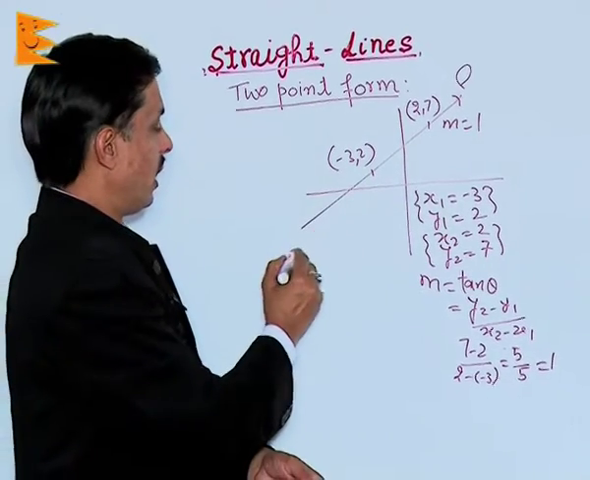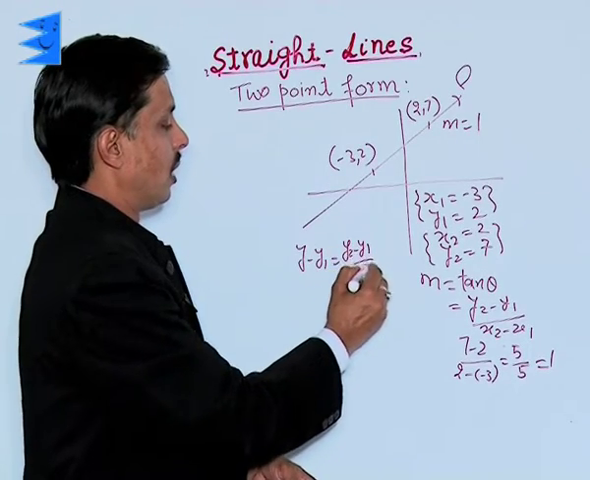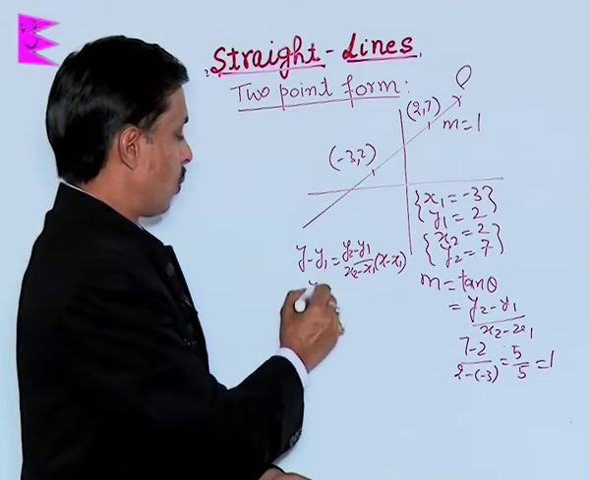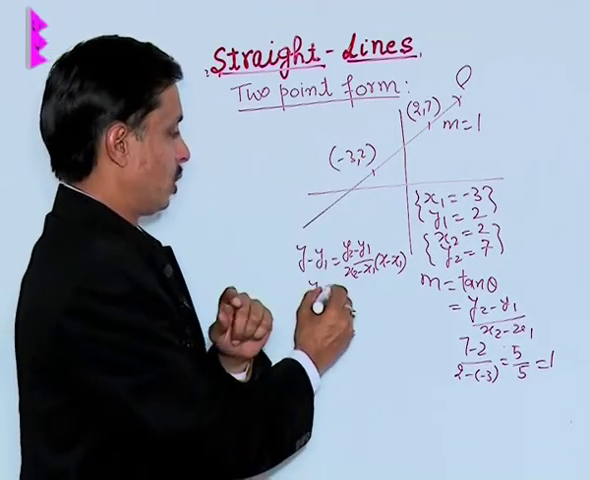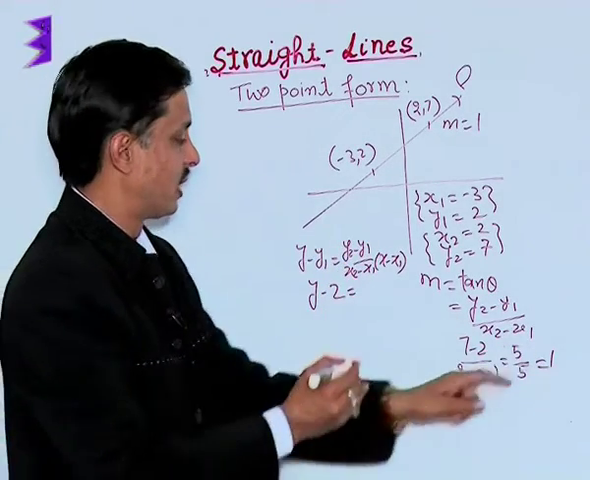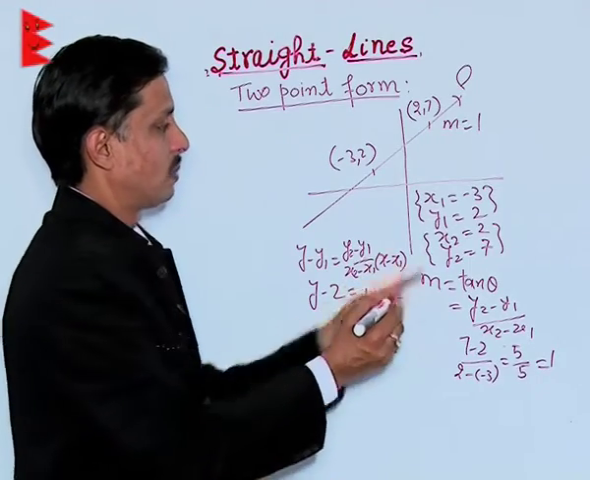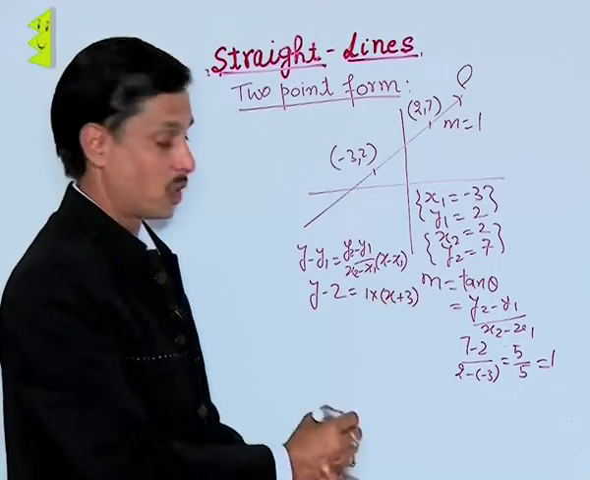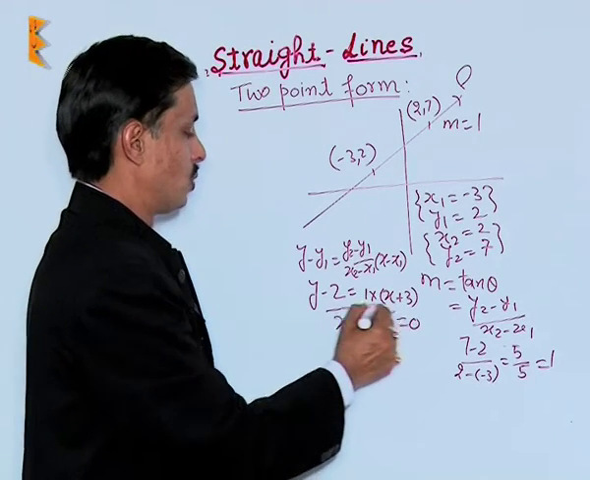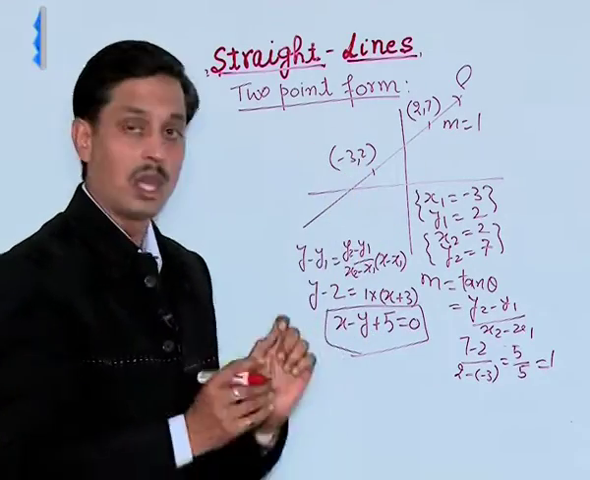Now the formula is y minus y1 is equal to y2 minus y1 upon x2 minus x1 times x minus x1. So y minus y1, that is y minus 2, is equal to y2 minus y1 upon x2 minus x1, whose answer is 1, into x minus x1, that is x minus of minus 3, that is x plus 3. So this becomes x minus y plus 5 is equal to 0. This is the equation of the line which is passing through the two given points.